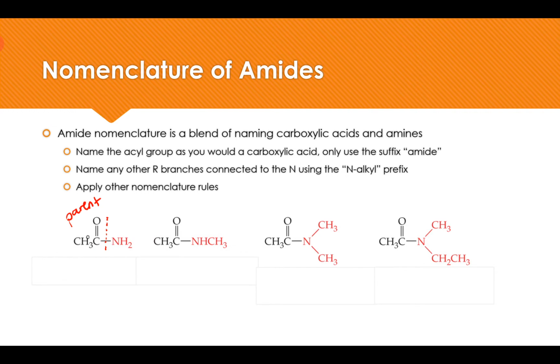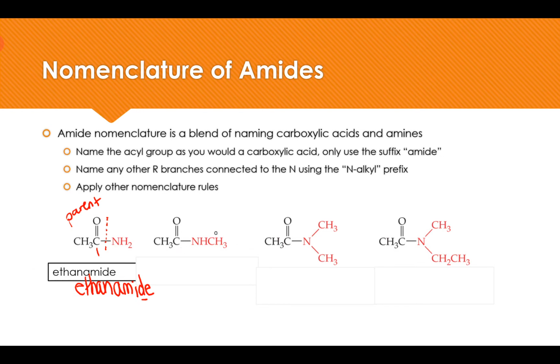So this has 2 carbons, and so that's ethan. And then our suffix for an amide is amide. So that's ethanamide. We do have to be very careful with our spelling because that's IDE, and amine is INE. So we have to pay very close attention. And so this is ethanamide. Nothing too special there.